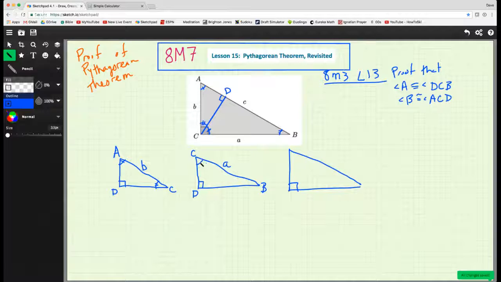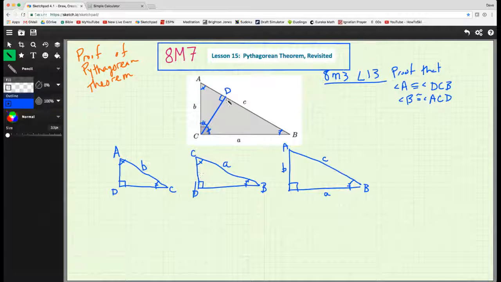Let me draw these angles in. And then here we go. This is a B, and this is an A. Okay, and this is side B, and this is side A, and this is side C. So you should be able to see that that's this triangle. I just drew that one down here.